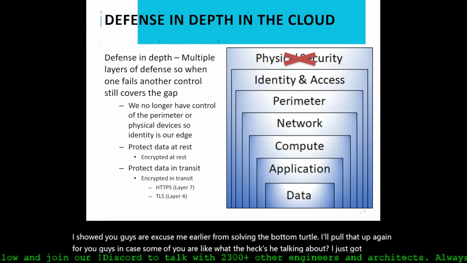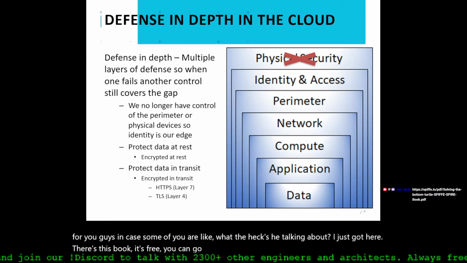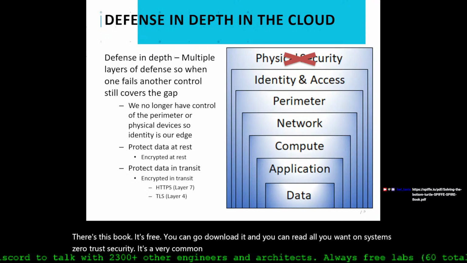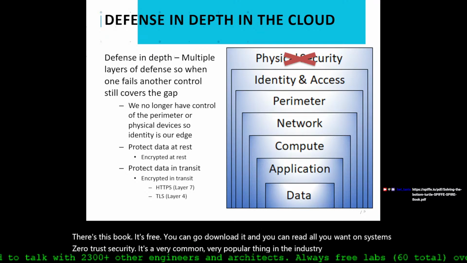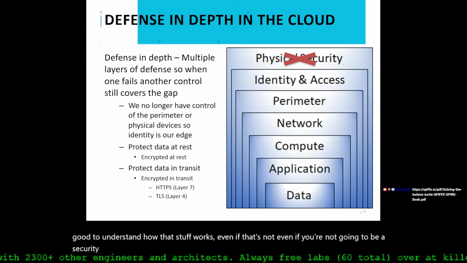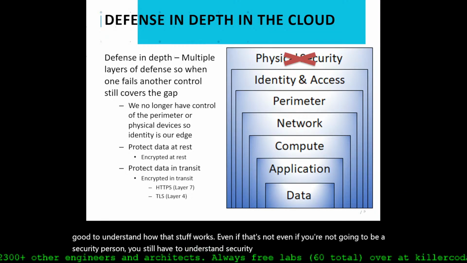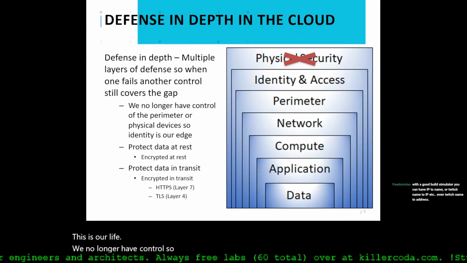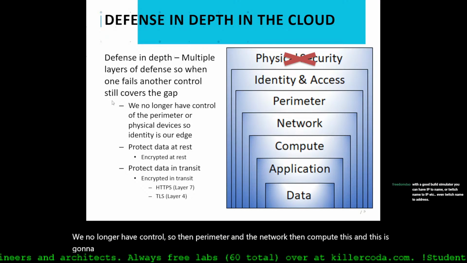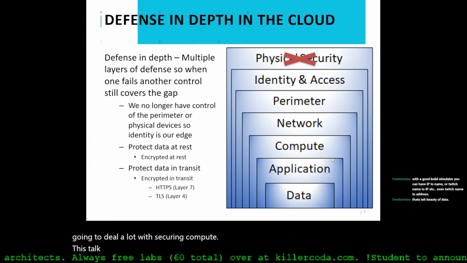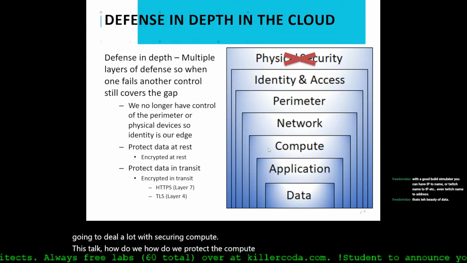There's this book. It's free. You can download it and read all you want on systems zero trust security. It's a very common, very popular thing in the industry, and it's good to understand how that stuff works. Even if you're not going to be a security person, you still have to understand security, guys. This is our life. We no longer have control. So then perimeter and the network, then compute. This is going to deal a lot with securing compute. How do we protect the compute, the machines that we're protecting?